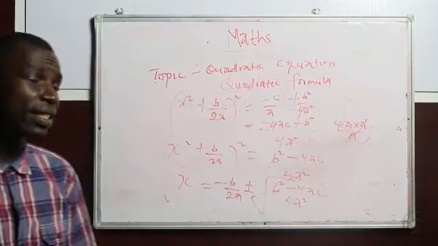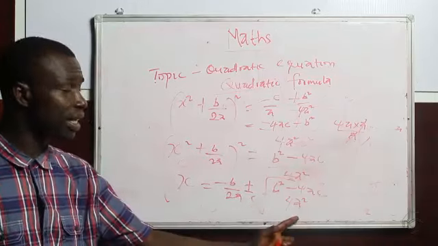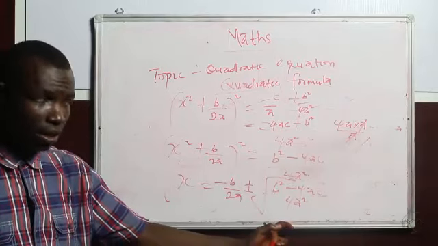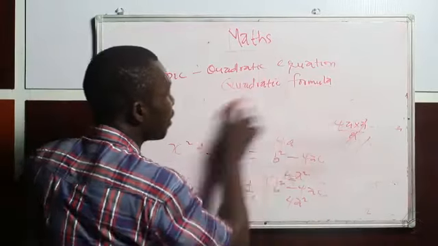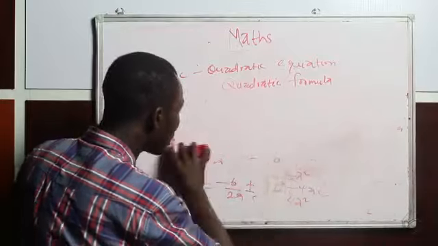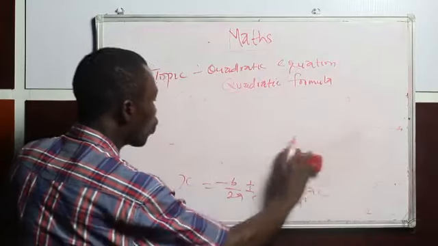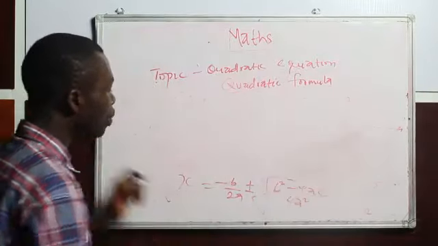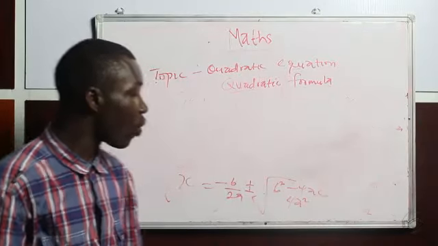We can proceed because we have root on our right hand side. How do we find our right answer? By root b squared minus 4ac over 4a squared.